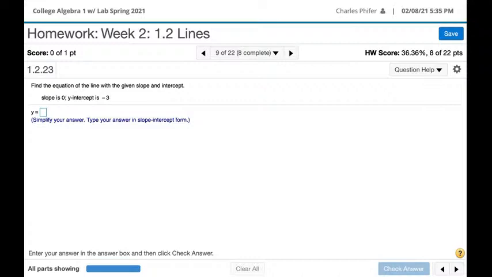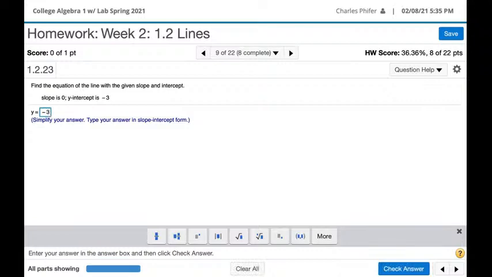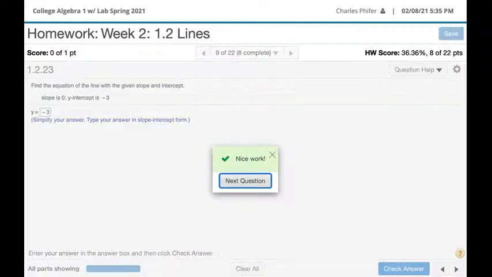Okay. Find the equation of the line with the given slope and intercept. The slope is 0. The y-intercept is -3. Again, if the slope is 0, that means we're talking about a horizontal line. The y-intercept is -3, so it's just going to be y equals -3. All right, it's a repeat. It's kind of asking the same question, just in a different way, similar to the last two.